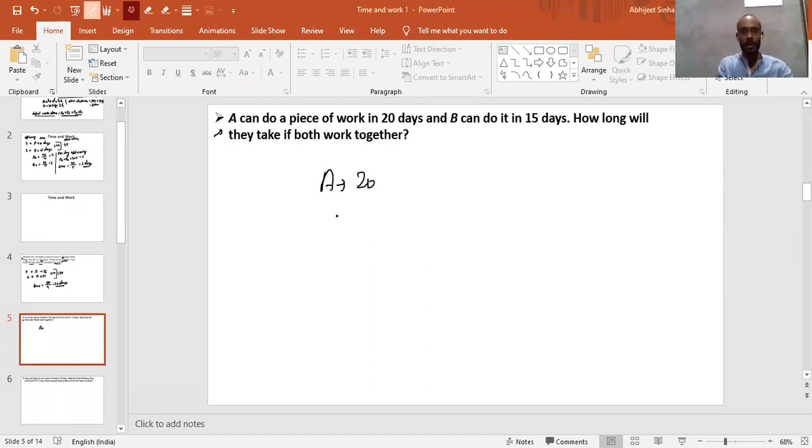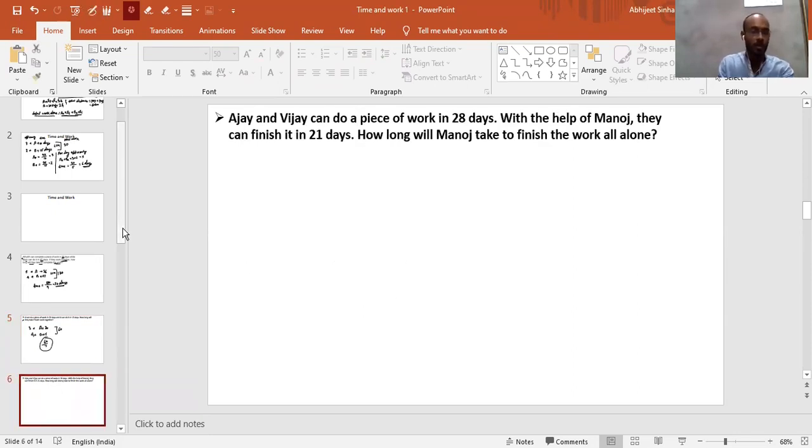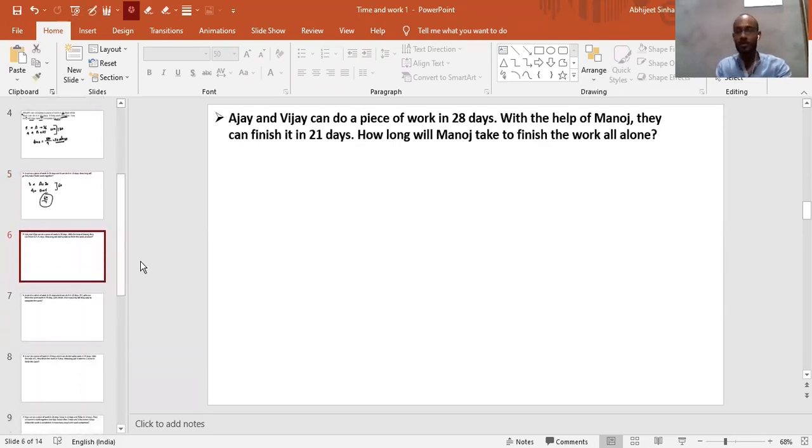Just A is 20. Right now B is how much? This is 50. The LCM we will take, that is nothing but 60. Here the efficiency is 3. Here the efficiency is 4. 4 plus 3 is 7. So this is 60 upon 7. Very good. Now come on quickly, answers for this particular question also.